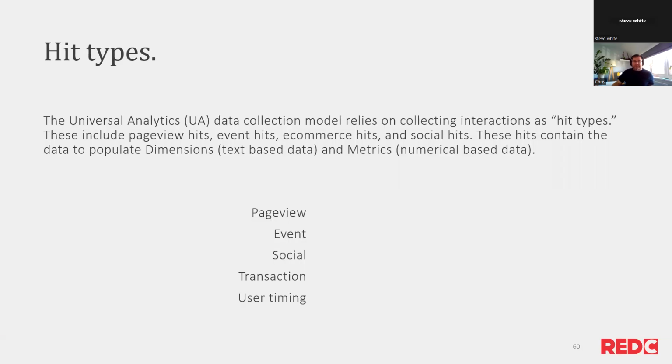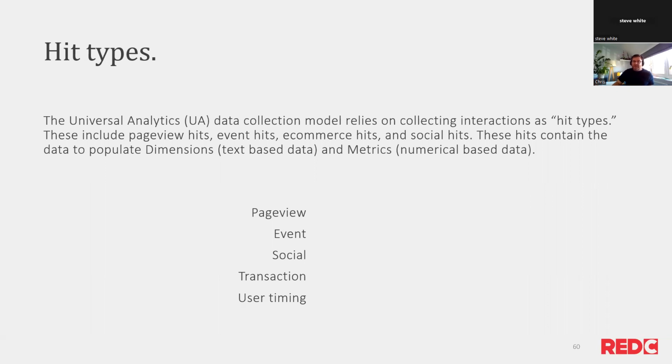So in UA, the data collection model relied on hit types, as we've covered off. It was session and page view based, but you could have things fire such as page view, events, social hits, transactions, user timing. Those all contained data to populate the dimensions and the metrics in your UA reporting.